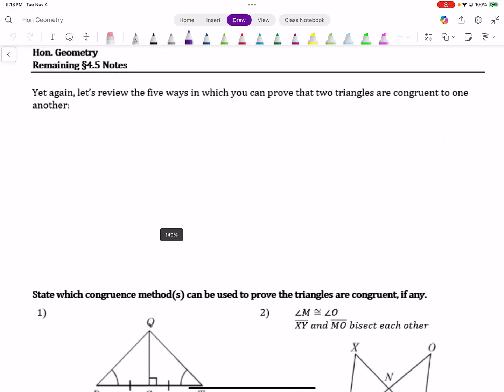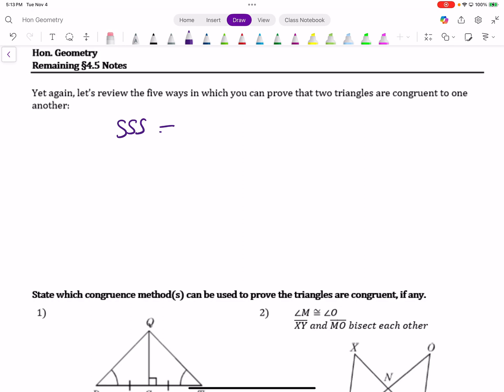All right. So here's the rest of the section 4-5's notes. So let's make sure we have it down. What are the 5 ways you can prove 2 triangles are congruent? Okay, so we got side, side, side, side, angle, side, angle, side, angle, angle, angle, side, and hypotenuse leg. Remember, right triangle only.